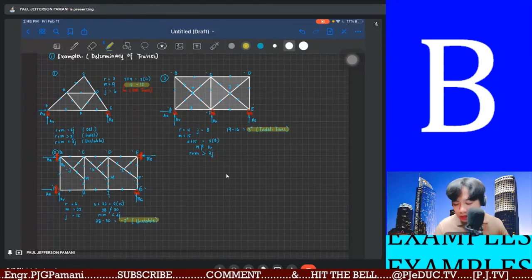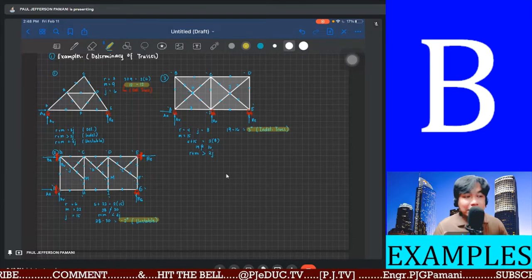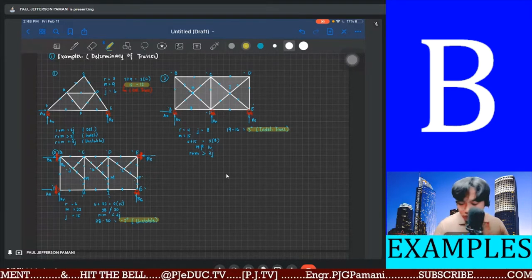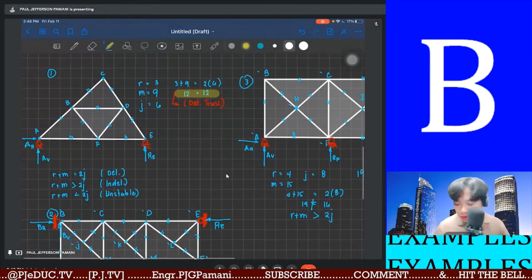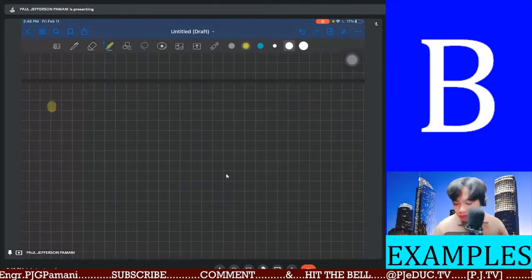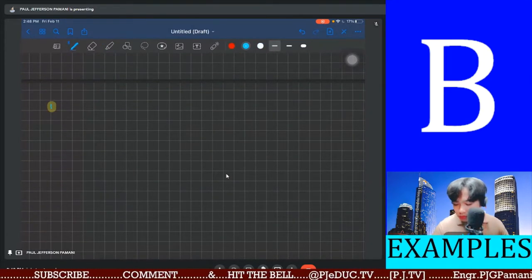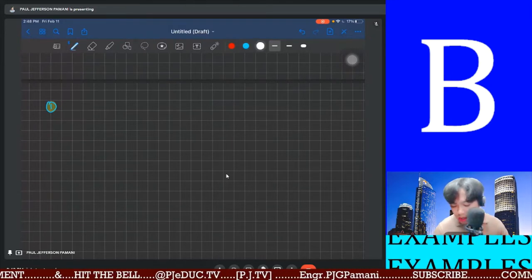truss system. Example number 2. Kaso nga lang, example number 2 is an unstable type of truss. Adopting example number 1, for instance, kung ito yung ating example, ipat ako dito. Bigyan nyo ako ng load at kung anong klaseng load yung gusto nyong ilagay.